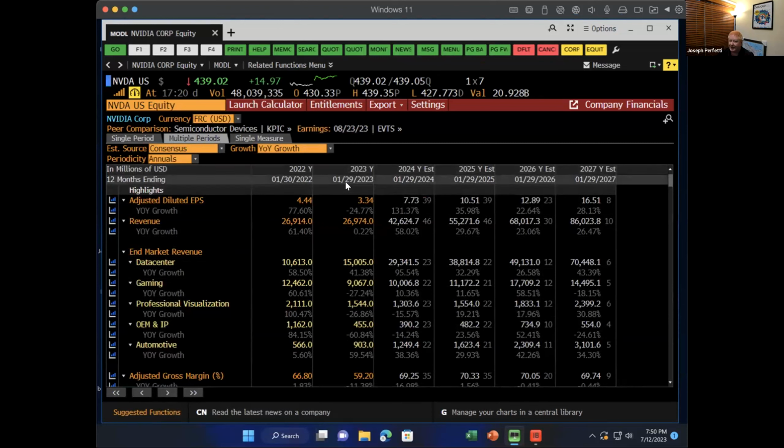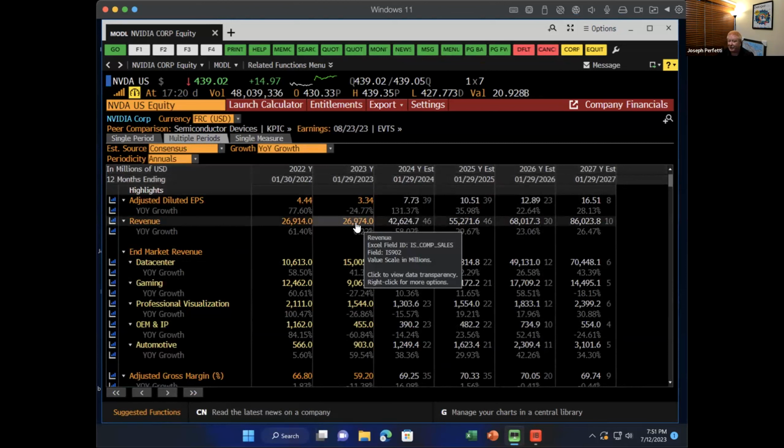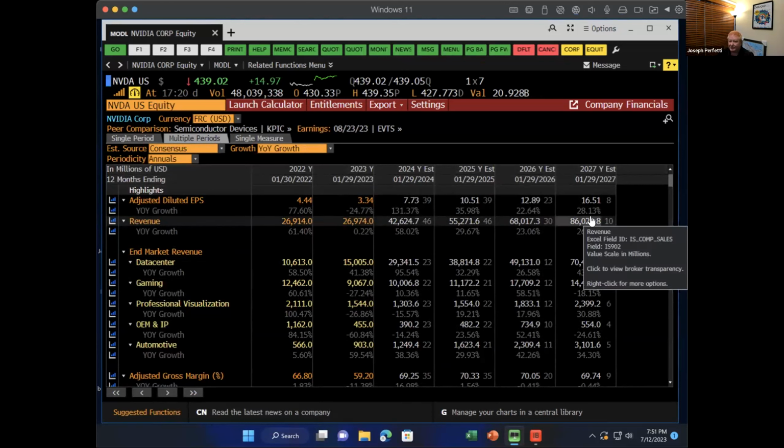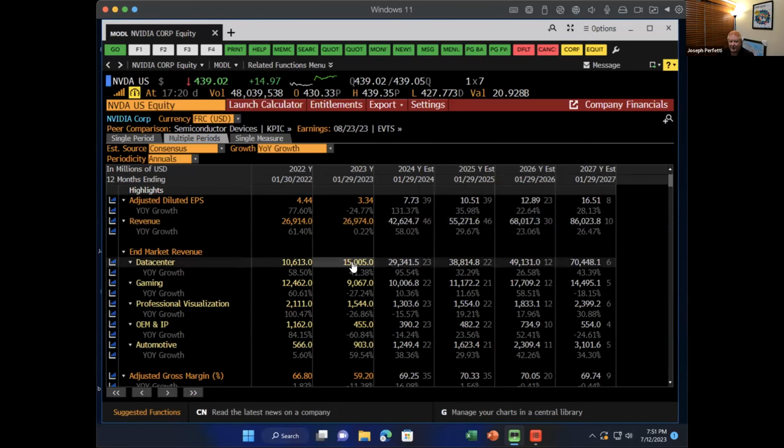The fiscal year ended in January. These are the next 4 years for NVIDIA. Their revenue last year actual was $27 billion. So top line sales. Their revenue by 2027, $86 billion. Their data center revenue last year, $15 billion of data center sales of chips. By 2027, $70 billion data center chips.